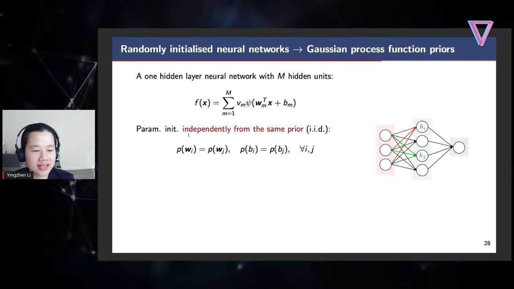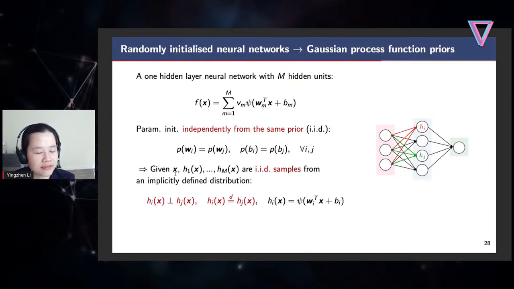Remember that we are going to initialize the parameters independently from the same prior. This means the connection weights here in red are sampled from the same distribution as the prior of the connection weights here in green, and they are sampled in an independent way. That's explained by IID. So given a fixed input x, the hidden units are also IID samples, but from some implicitly defined distribution. The form of this distribution doesn't matter, but the important thing to notice is that these h_i and h_j are IID samples conditioned on x.